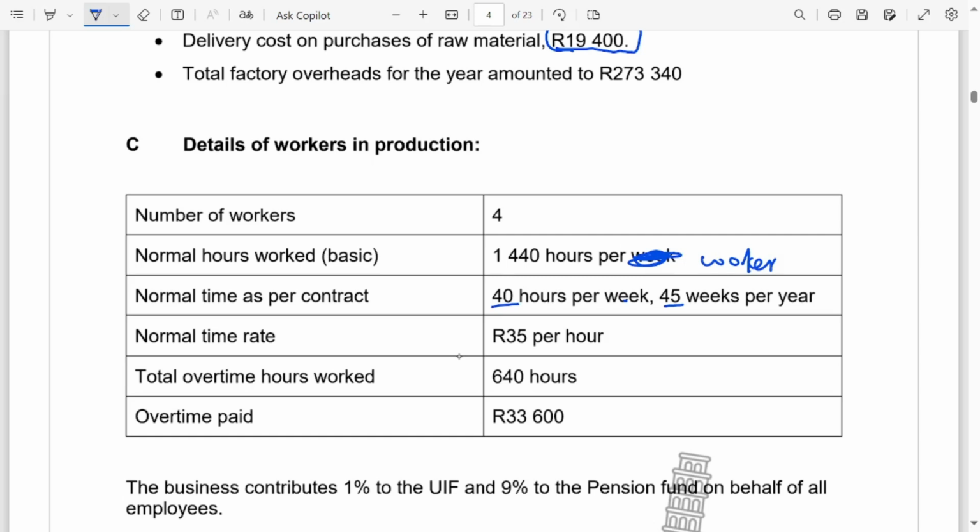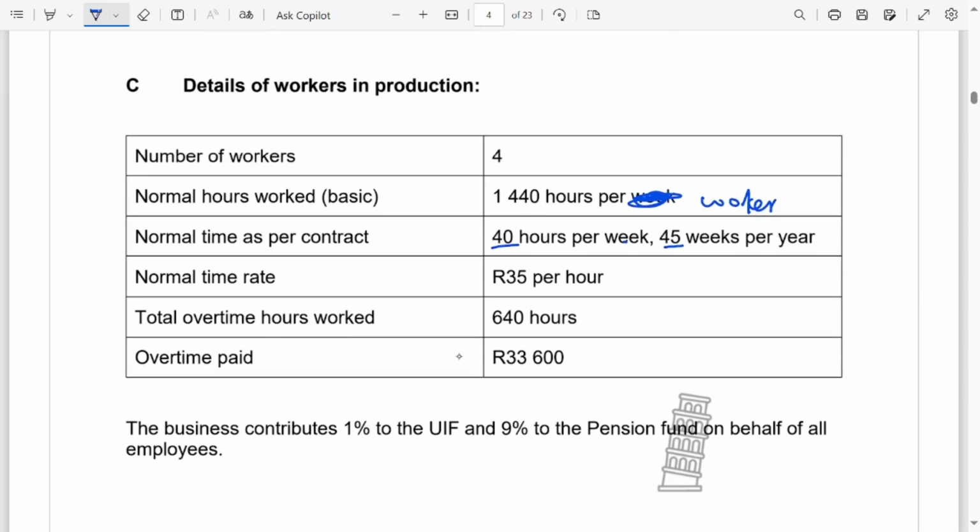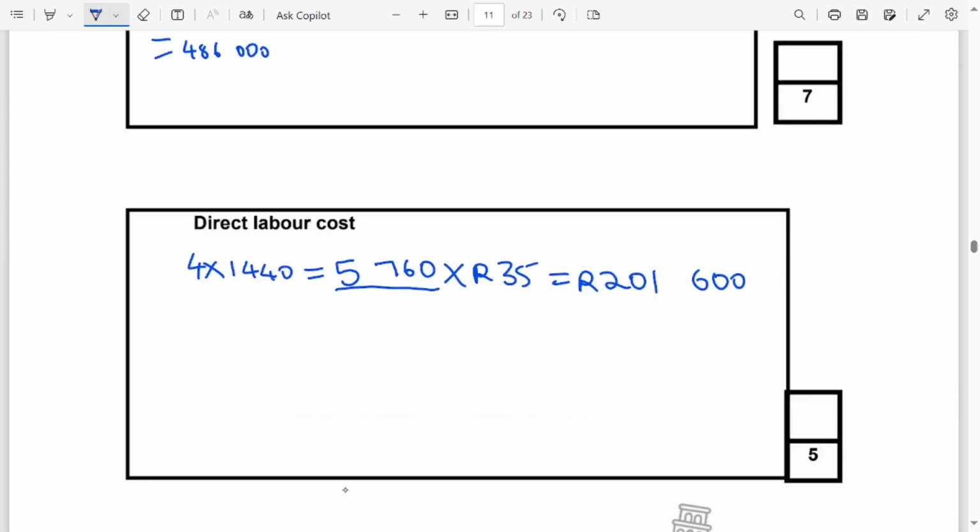And then there's the overtime. They are saying the business contributes 1% to the UIF and 9% to the pension fund on behalf of all the employees. So let's calculate the UIF. When we're calculating the contributions, we must calculate them on the basic, excluding the overtime. That is why we are not adding the overtime first. We just have to calculate the contributions on the basic.